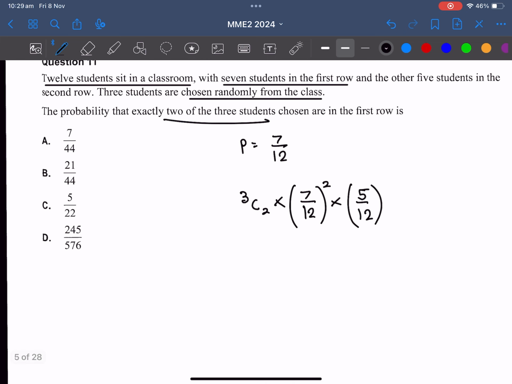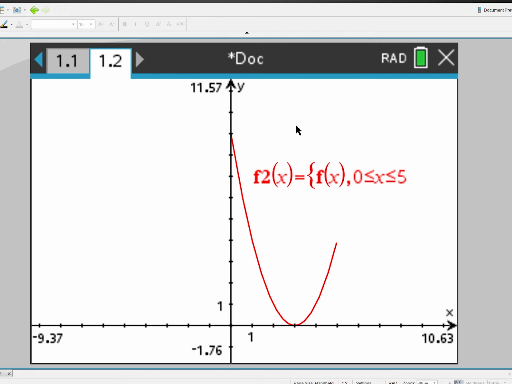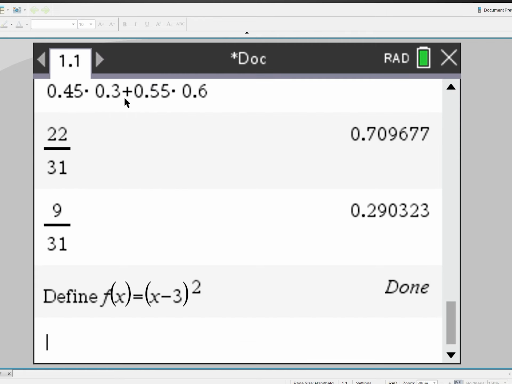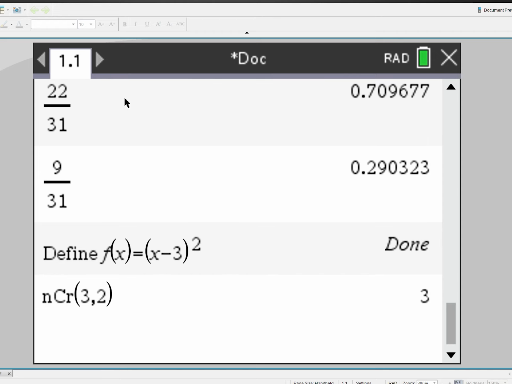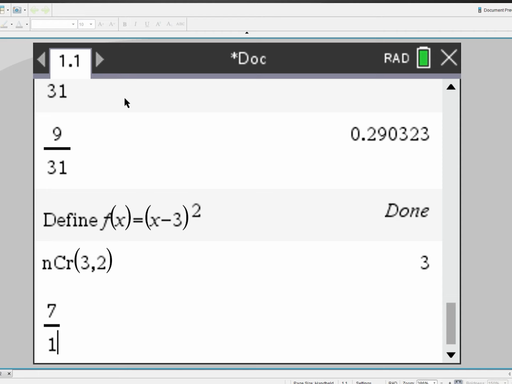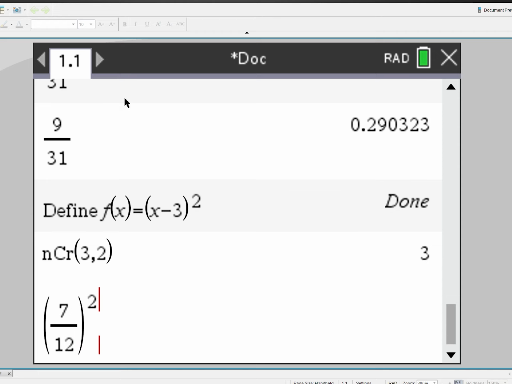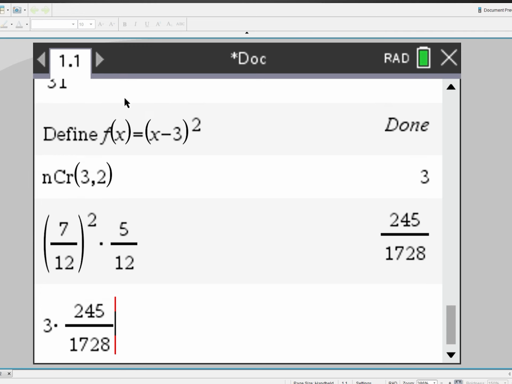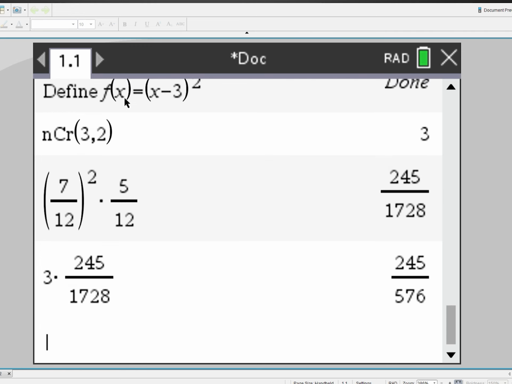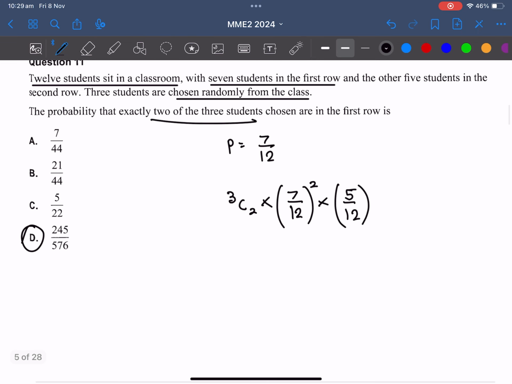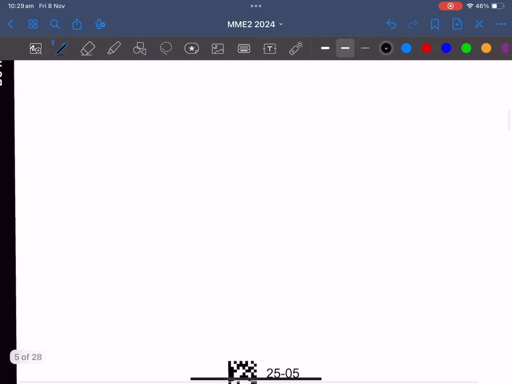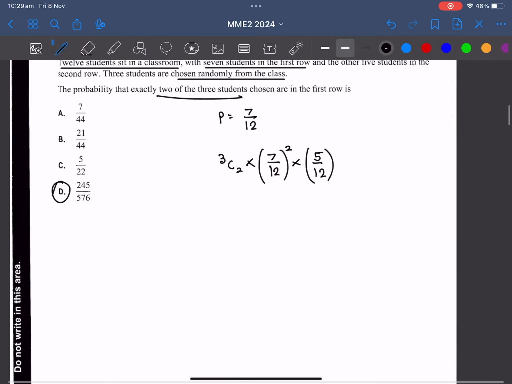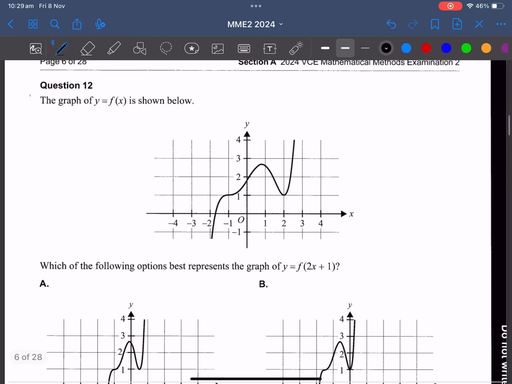So let's simplify this on our CAS. Okay, let me close this one off. That was an interesting question though. Okay, so nCr 3,2, so 3 times 7 on 12 to the power of 2 times 5 on 12. Okay, so 245 on 576 appears to be the correct answer here. Okay, wow, they left the whole page blank.